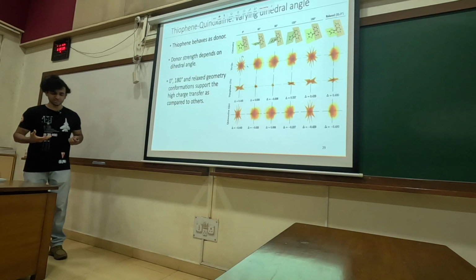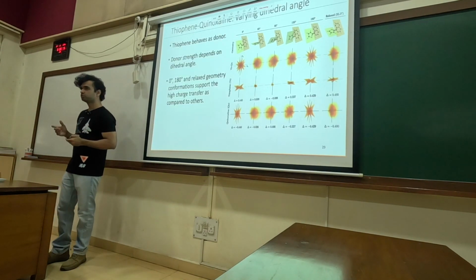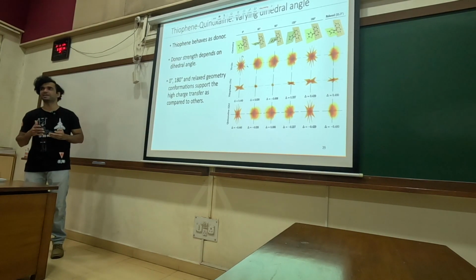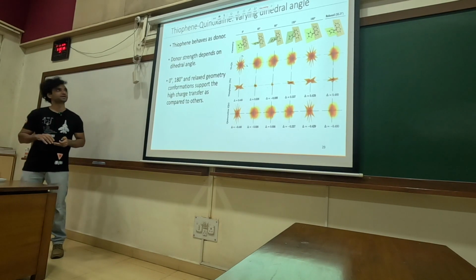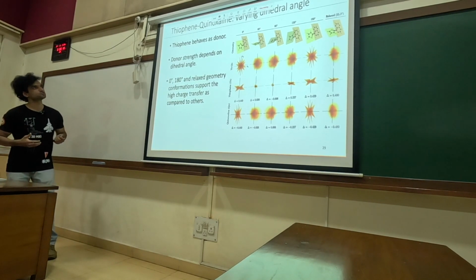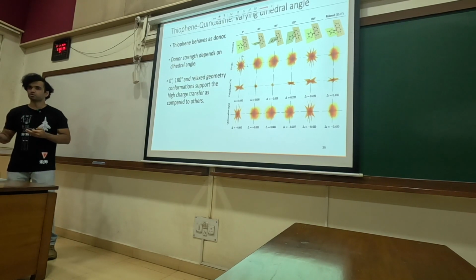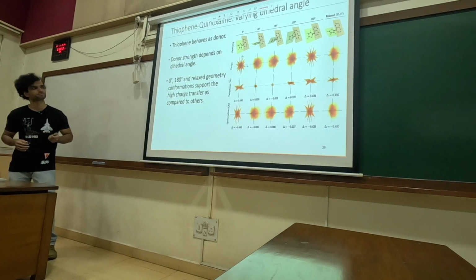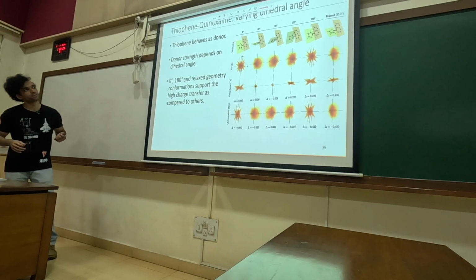Now, using this operator, we studied a molecule of two subgroups, thiophene and quinoxaline. These two subgroups, either independently or together, are useful in designing conductive polymers. So there was an interest in studying this charge donation and charge acceptance by considering this particular molecule. And we wanted to study how this behavior changes when we change the dihedral angle, that is, the geometry of this molecule. In this top row, we are moving from 0 degrees to 180 degrees. The dihedral angle is changing between the two subgroups.